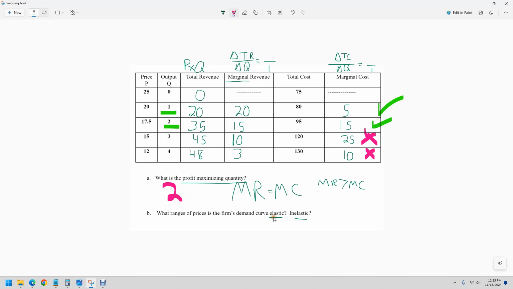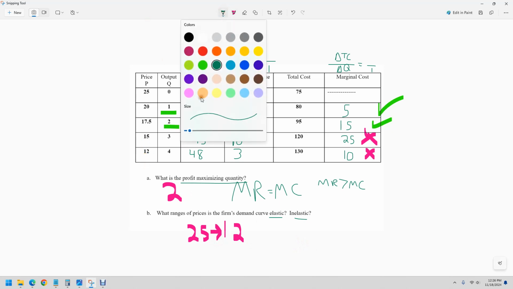Where is the demand curve elastic? We're just going to look and see where the marginal revenue is positive. Okay, so what ranges of price? So it's from 25 down to 12. Oops, went the wrong way there. 25 down to 12.